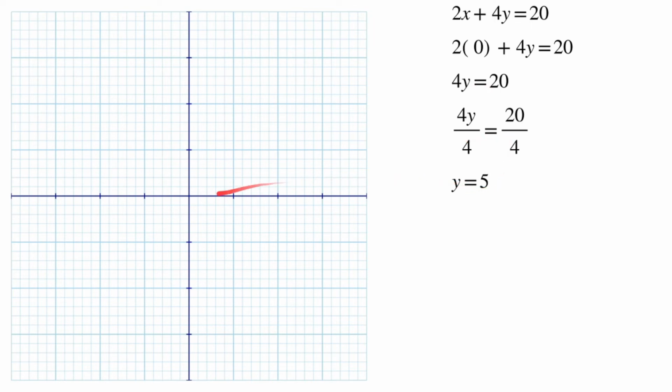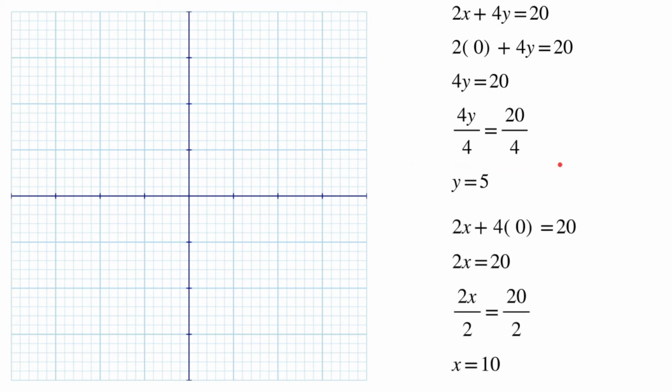So what does that mean? That means when x is 0, y is 5. So if I had a dot, I'd put it right here where my red cursor is. And you're going to do the same thing with your x component. To find the x-intercept, we plug a 0 in for y. 4 times 0 is 0, so that goes away.